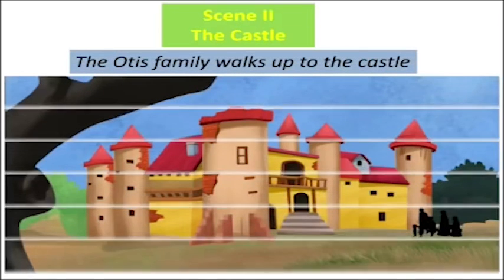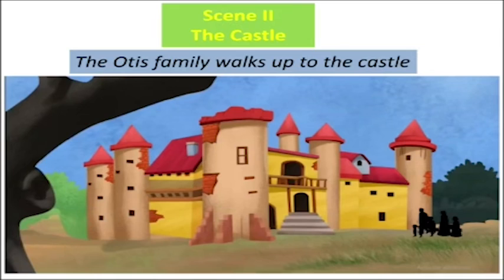Next is scene 2, the castle. The Otis family walks up to the castle. Right, students? Here we can see in the picture that the Otis family is moving inside the castle after purchasing it. Now let us explore what happens next.